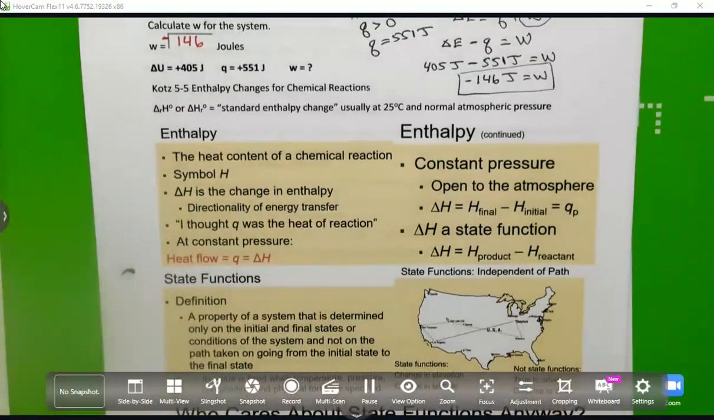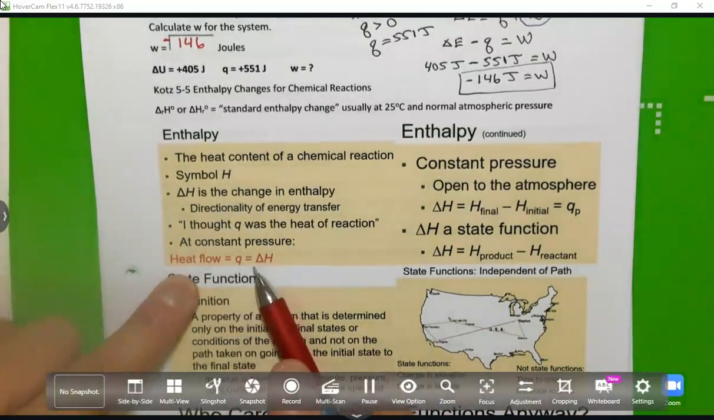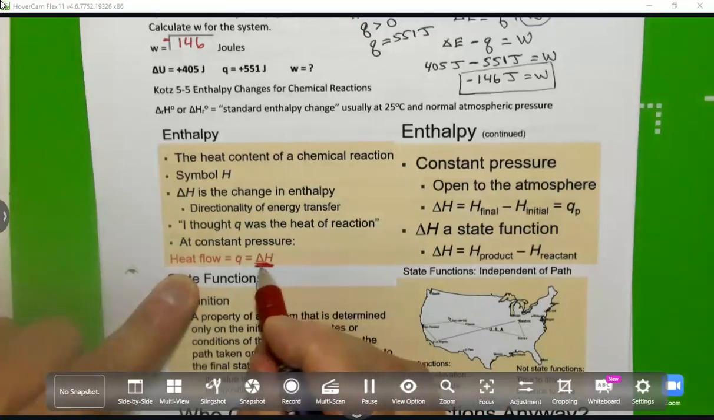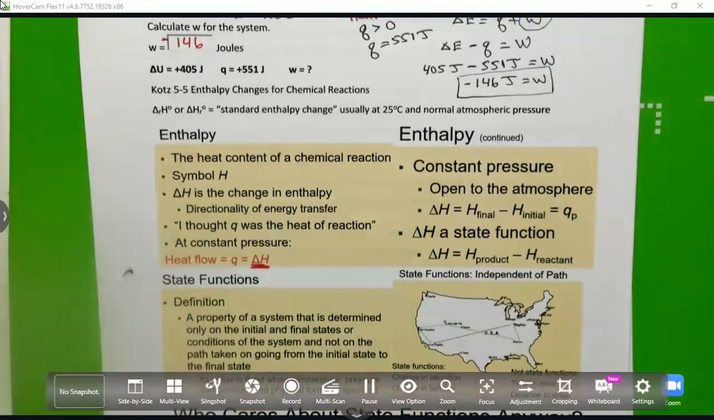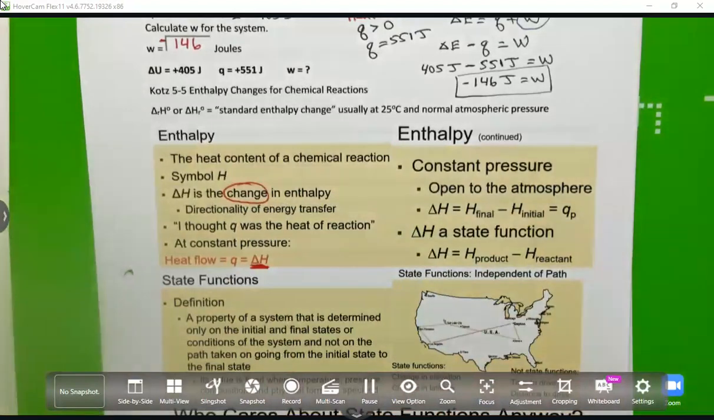Now, what we are going to do next is calculate some heat that comes out of reactions. The heat that comes out of reactions is called enthalpy. The heat flow for our reaction is Q. For heat flowing in a reaction, the heat of reaction, we use delta H. What is delta H? It's the change in enthalpy. It's really just change in heat.